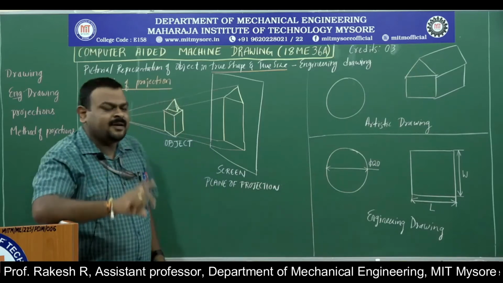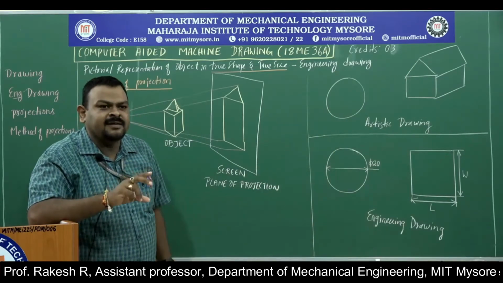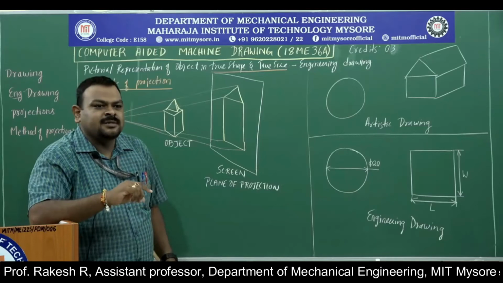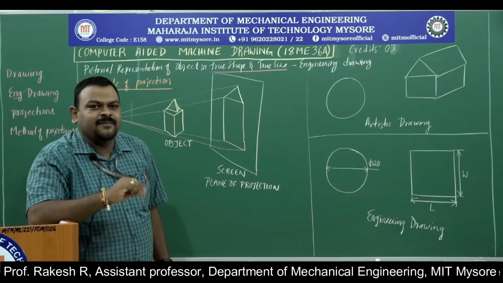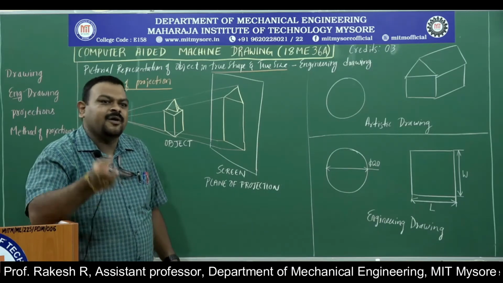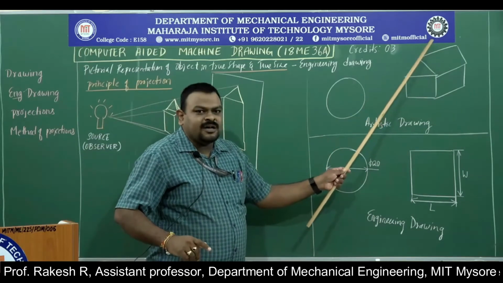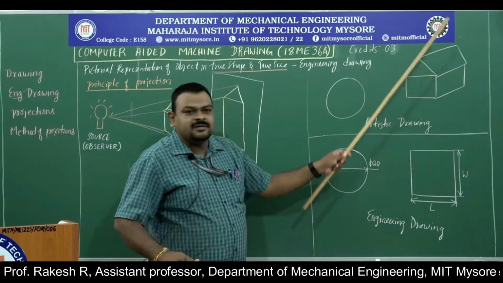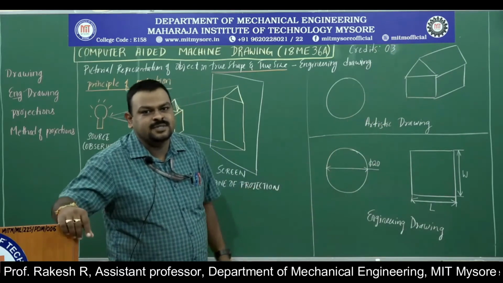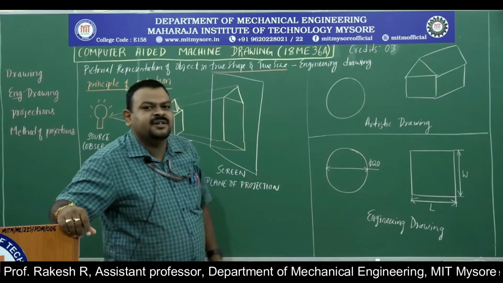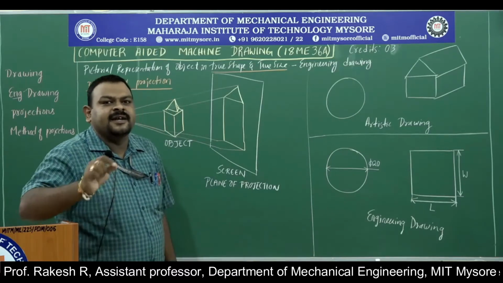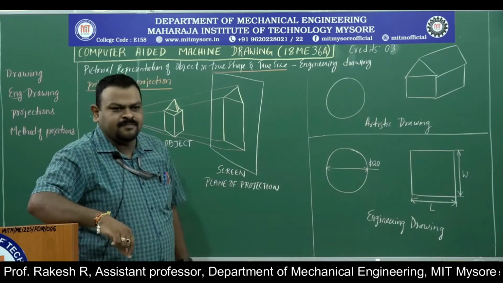Whenever we draw in a 2D plane, one of the dimensions we cannot match. One of the dimensions will be less or more, or one of the shapes is hidden. So you are seeing only the front portion of this house. The rear portion of the house is not visible. This is one of the limitations in representing a 3D drawing in a 2D plane.